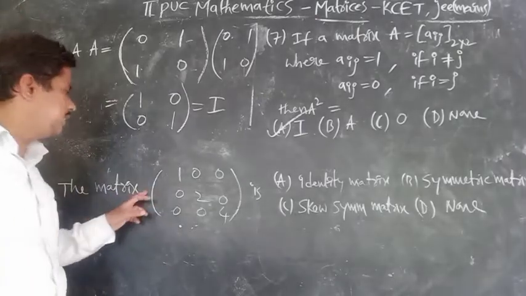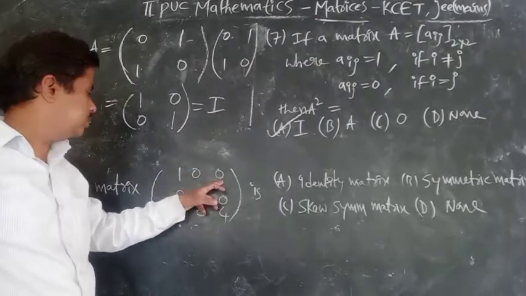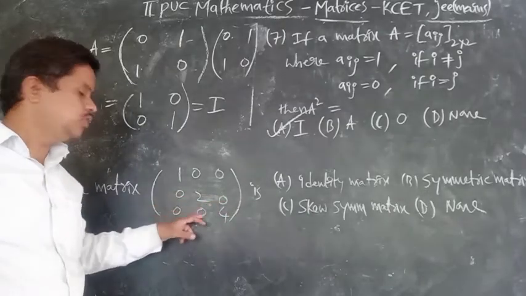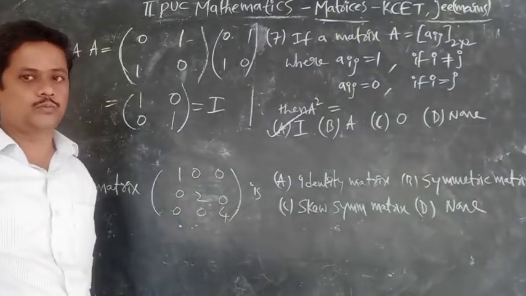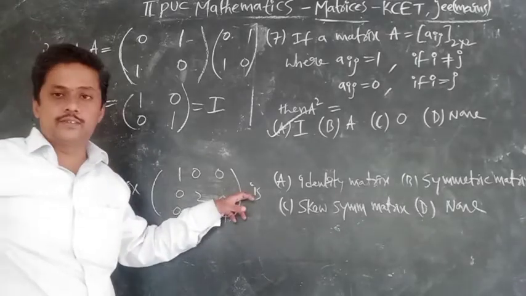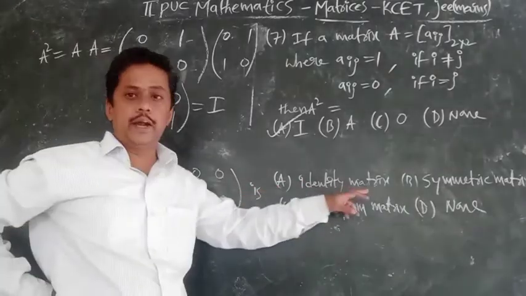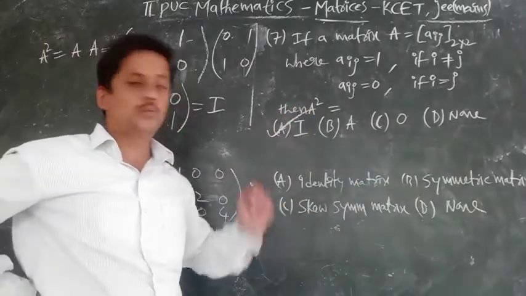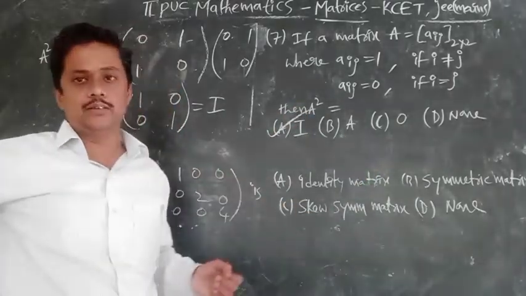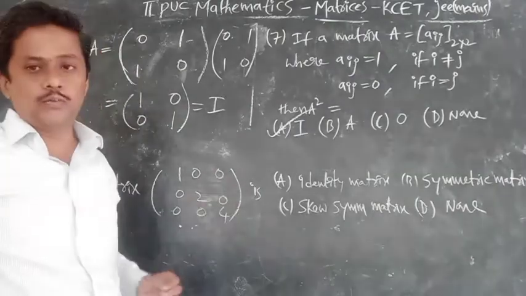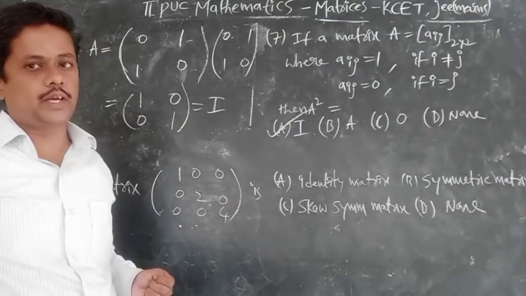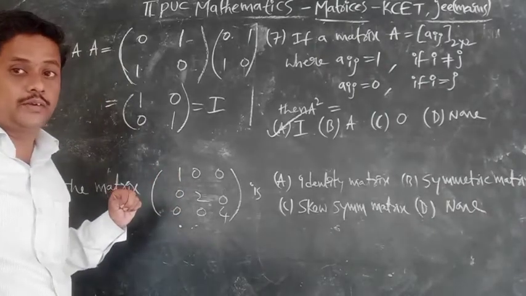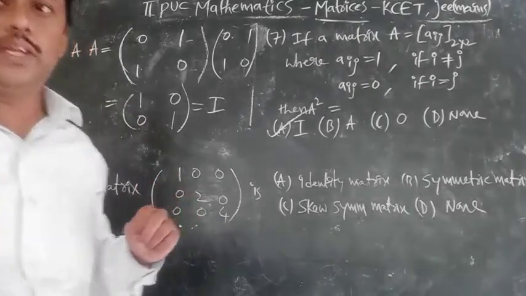The matrix 1 0 0, 0 2 0, 0 0 4. Is it option A identity matrix, option B symmetric matrix, option C skew symmetric matrix, or option D none? These are the four options given. We have to identify which type of matrix it is, which is already told in the definitions themselves.